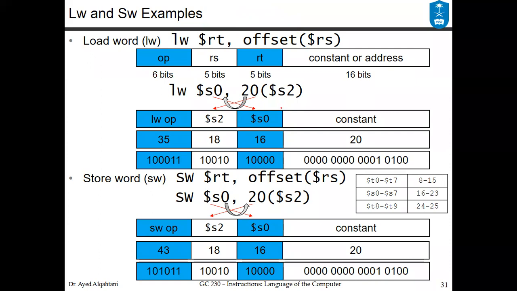This is an example of the load where the base register is 2, and the offset is 20. This means in the high-level language code, it was A. If we say that the array is called A, then the index is 20 divided by 4, which is the index A5.